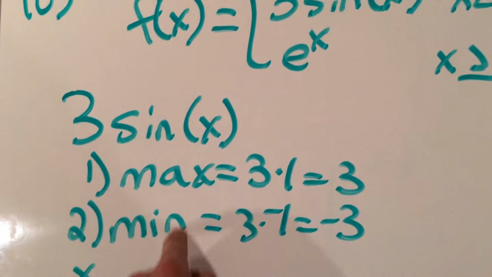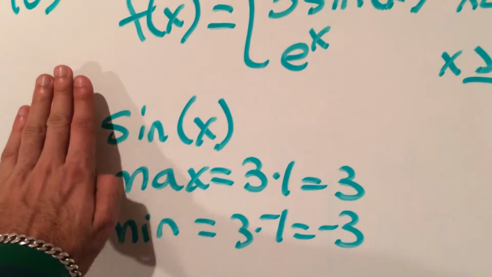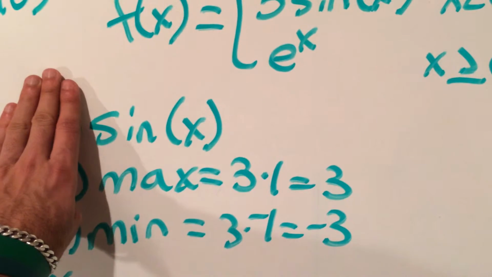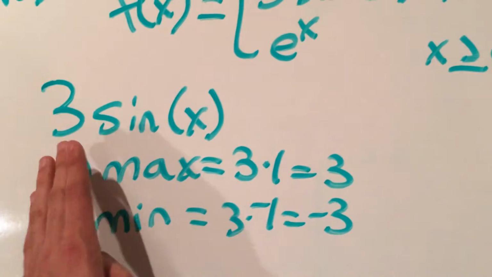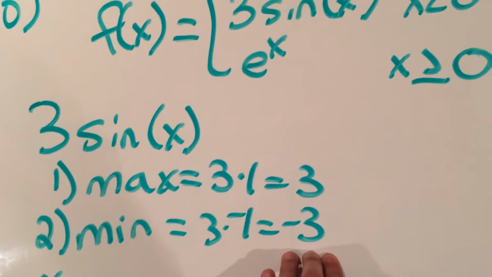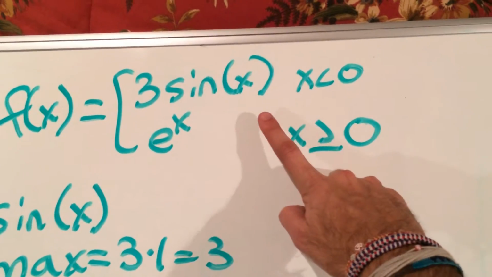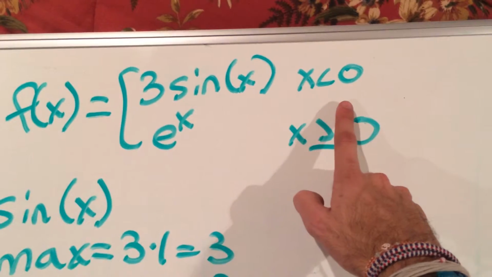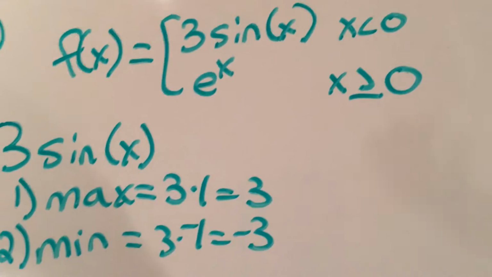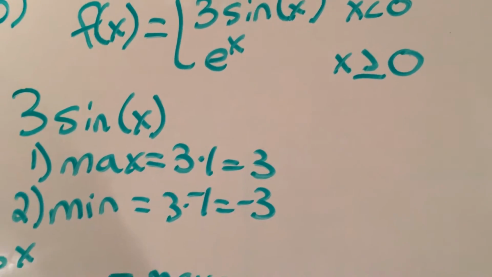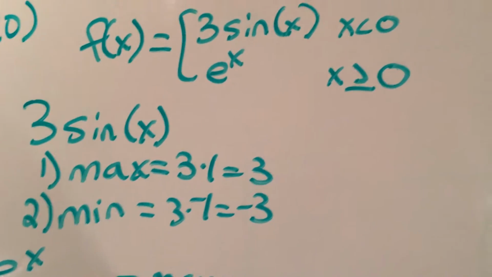What is the minimum value? Well, the minimum value for sine, again, imagine the 3 is not there, is -1. -1 times 3 is -3. So it doesn't really matter for us that this 3 sine of x is only defined when x is less than 0, because sine is a periodic function. So it just keeps repeating. Doesn't really matter where it's defined.